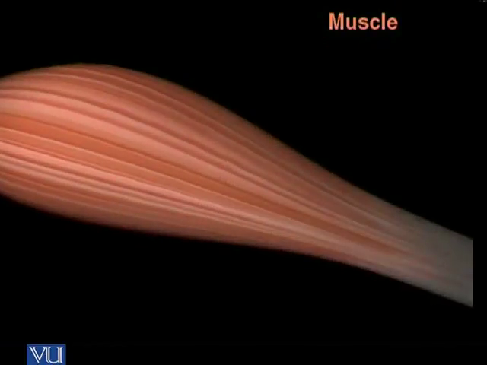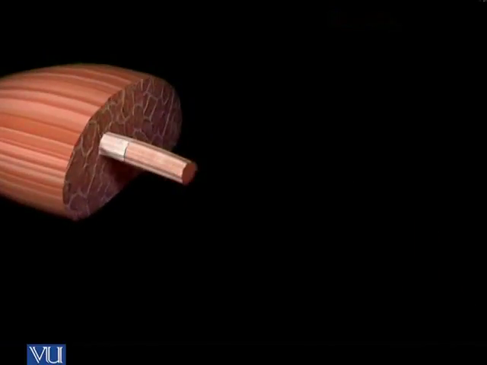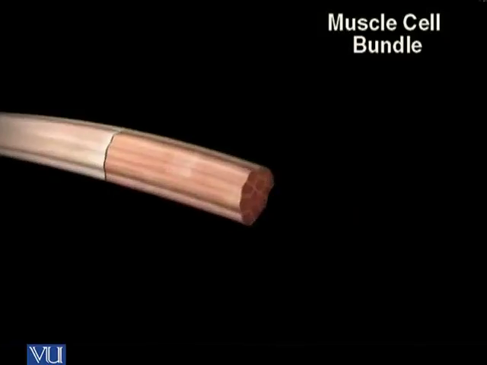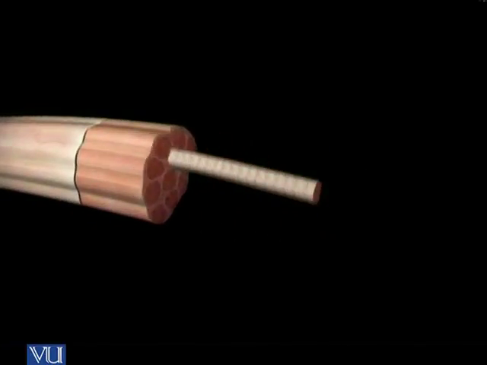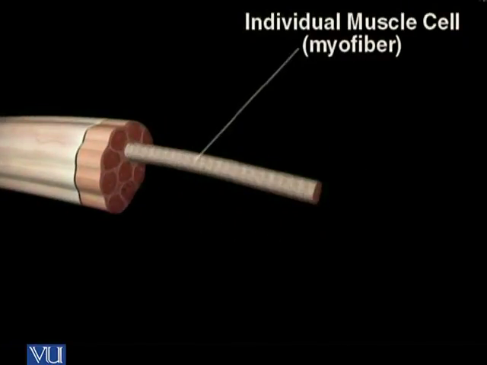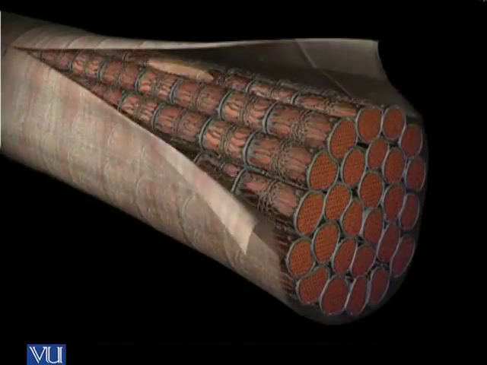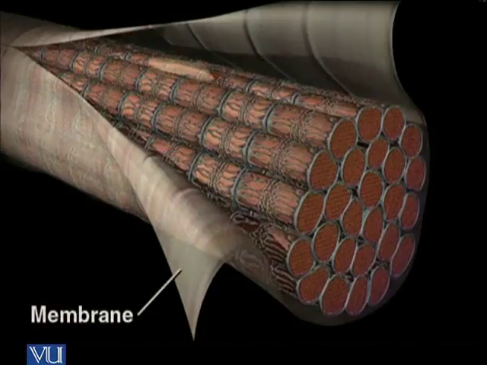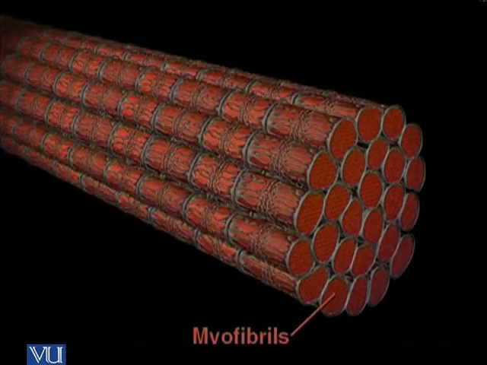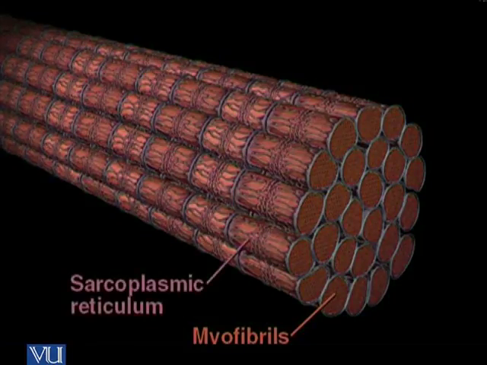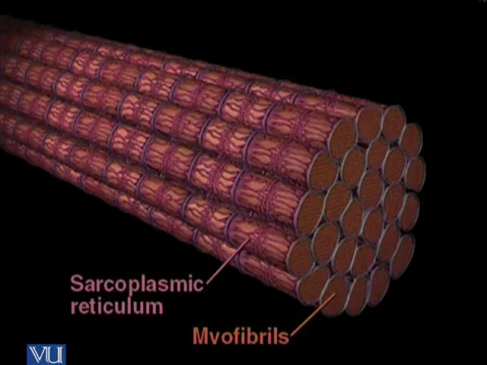In the middle, we will see individual cells. So this is a muscle cell bundle, a fascicle. This is an individual muscle cell. And inside this muscle cell, as we have said, we have these myofibrils. They are enclosed in the cell membrane. The cell membrane is around these myofibrils. And now we are going to look at the structure of these myofibrils.